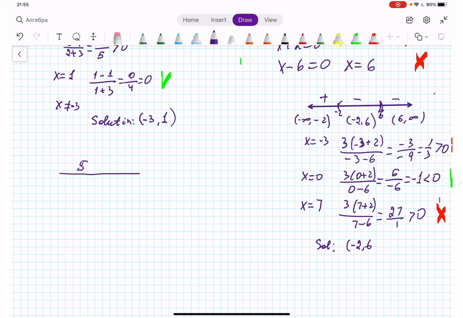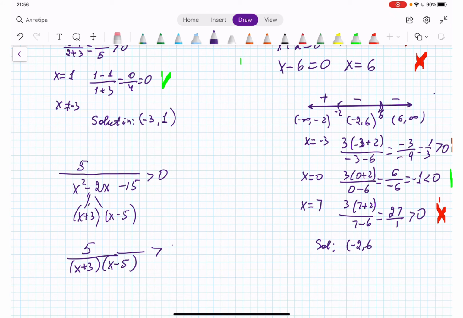x squared minus 2x minus 15, and that is greater than 0. Okay, so we have the quadratic expression, right? Trinomial. Let me see if I can factor it down. It's going to be x plus 3 and x minus 5, right? So if I rewrite it, 5 over x plus 3 times x minus 5. And this is supposed to be greater than 0.